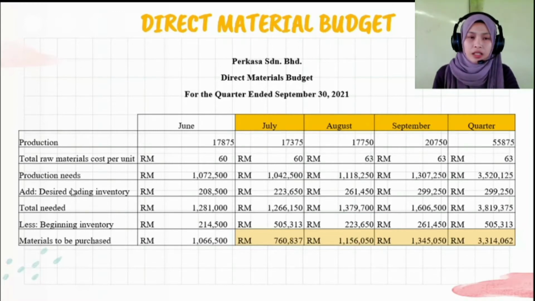The desired ending inventory is computed by multiplying 20% with the next month's production needs. The total raw material needed is obtained by adding production needs and desired ending inventory. The beginning inventory for July is obtained from the balance sheet. Overall, we can see that the company plans to purchase RM3,314,062 of raw materials for the third quarter.